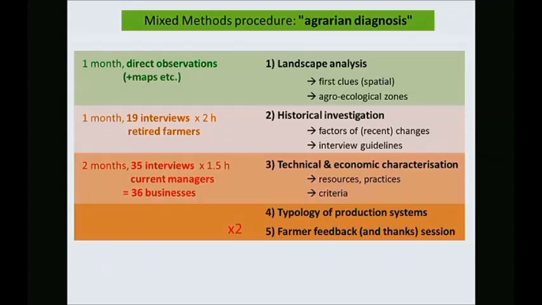Finally, we have the criteria and we have the typology built of production systems. And importantly, we present those results back to the farmers, first for ethical reasons, you know, they spend their time with you, so you need to give something back. But also because if you got something wrong, they're going to tell you.